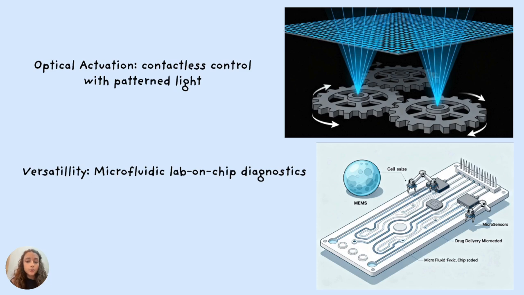MEMS enable microfluidic lab-on-chip systems, optical sensors, targeted drug delivery, and incredibly sensitive biosensors. Because they operate at the same scale as cells and molecules, they can achieve precision and sensitivity that larger devices just can't match. And this is the versatility of these devices.